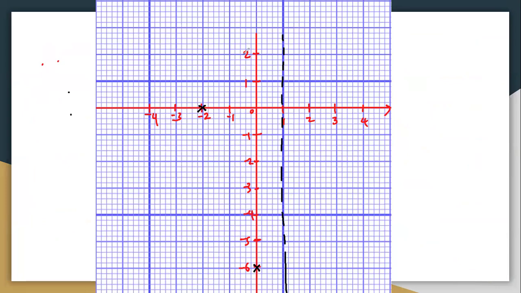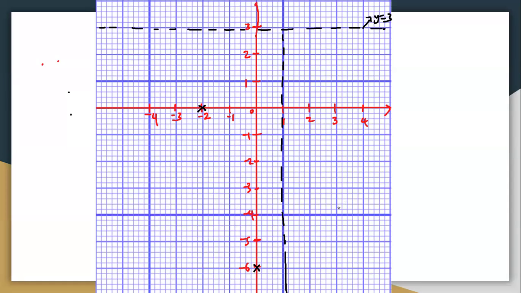Then our y is equal to 3. Our y equals 3 is this asymptote here. This is our y is equal to 3. So when I extend a bit up here, this is your 3 here.